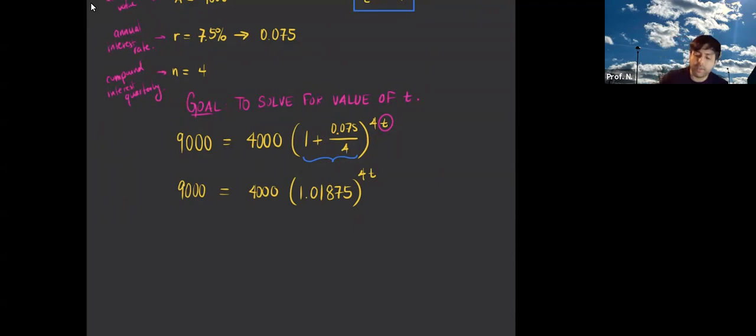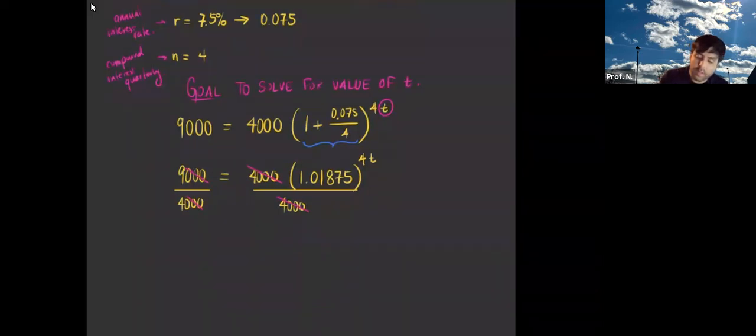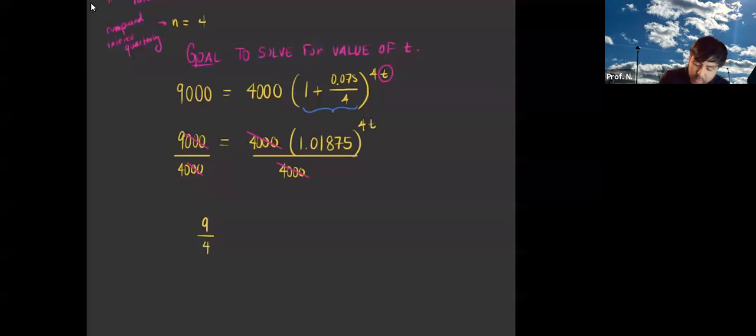Okay. And so now I still want to get t. The problem is I have all of this other stuff along with it. The first thing I can do is divide by 4,000 on both sides. That way I can get rid of the 4,000. So the 4,000 cancels with the 4,000, the 3 zeros cancel with the 3 zeros. And I get 9/4 equals 1.01875 raised to the 4t.